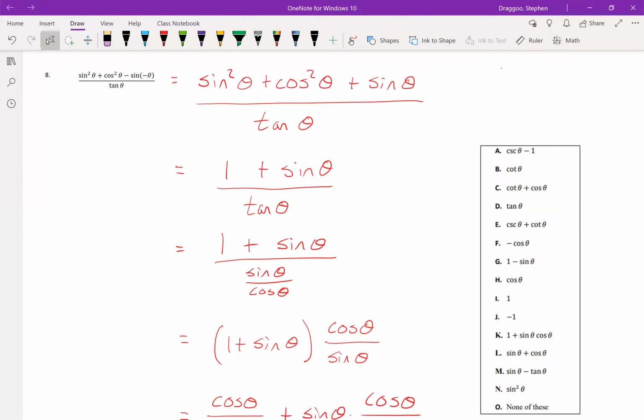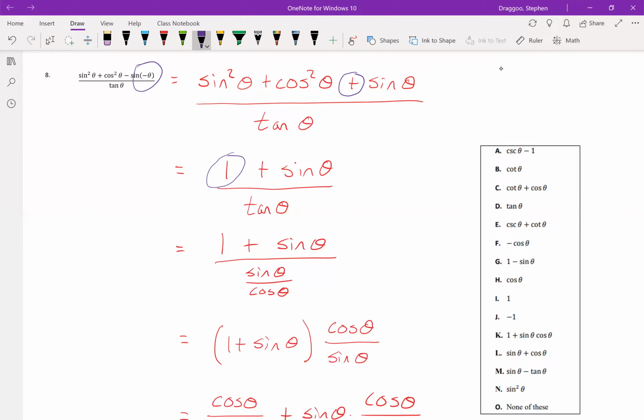All right, problem 8 is a little bit longer, but again, if we follow our steps, the first thing I want to do is deal with any angles that aren't simply theta. So looking through the problem, I only catch one, and that's in this sine of negative theta up in the numerator. So I'm going to have to pull that negative out. So I have minus negative sine theta, which becomes positive. So sine squared plus cosine squared plus sine theta over tangent theta. Then I have a Pythagorean identity in the numerator. Sine squared plus cosine squared is 1.